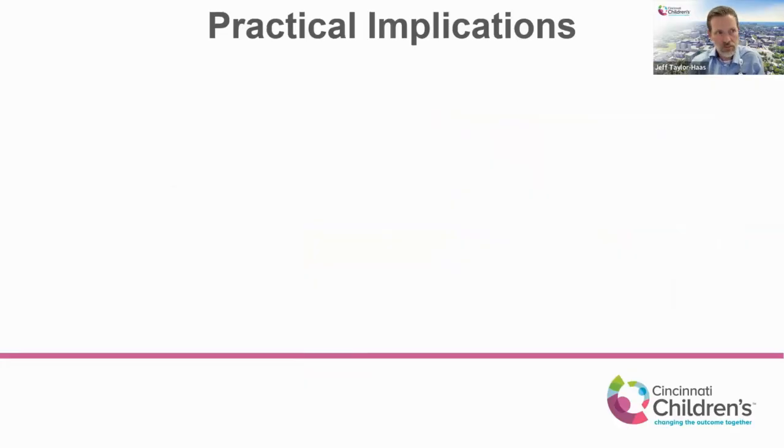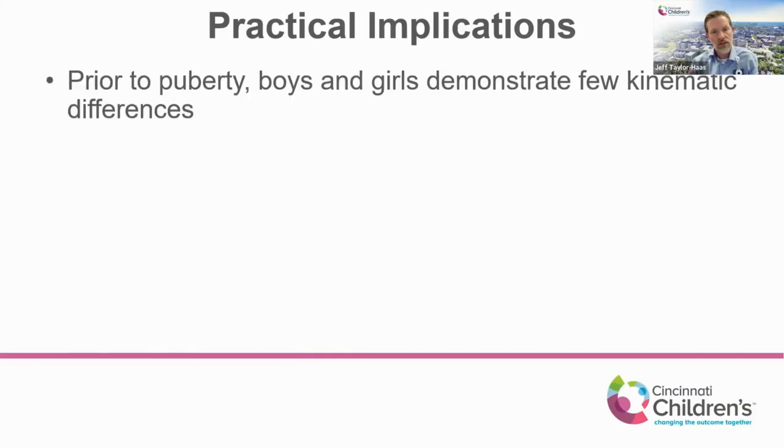So what does this all mean? We have to have some caution. This is a cross-sectional study. It wasn't a prospective cohort study, although we have some pilot data we're looking at currently. But what this tells us is that prior to puberty, boys and girls demonstrate few kinematic differences, but they do exist. And that was surprising to us as authors. We thought that, similar to the ACL literature, we would not see kinematic differences really emerge until puberty.